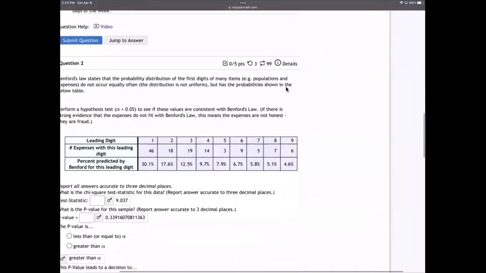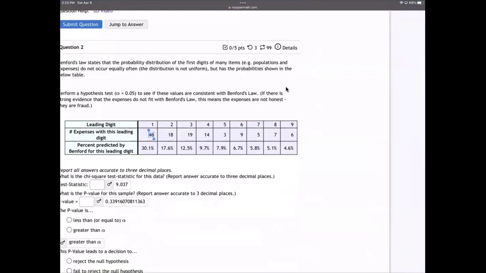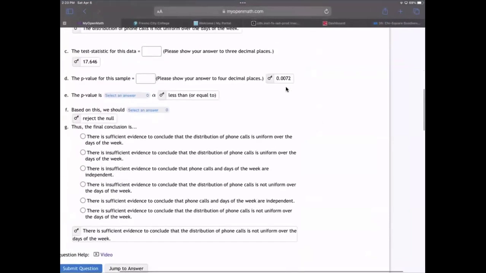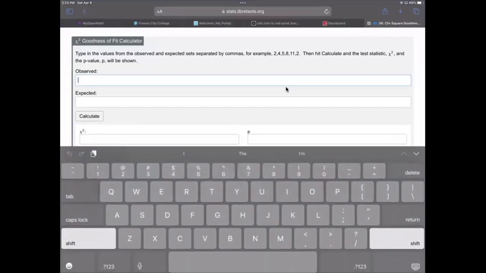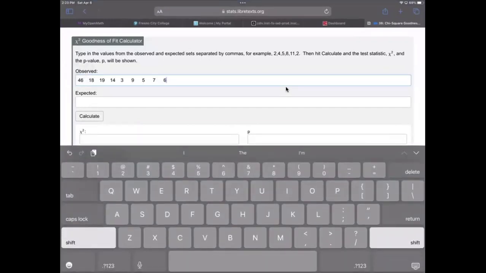Come on down. Here's the problem. So I'm going to copy those observed expenses and paste them in there and just stick commas between them. You've got to put commas, as you know. You don't have to fix the spacing. So there's what they observed, that's how many times for all the checks they wrote during the year the leading digit was 1, 2, 3 through 9.